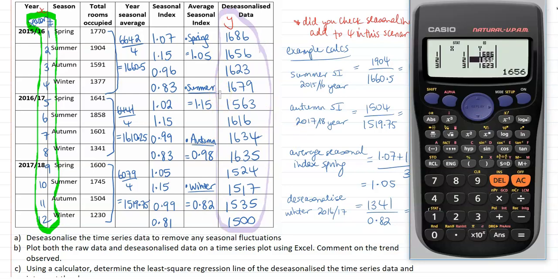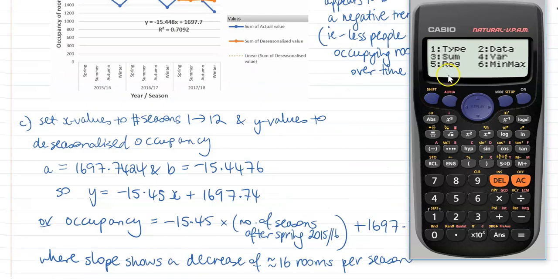Once you've entered in that data, quickly check through that you've entered it in correctly. And we are after the A and B values for our regression line. So our y-intercept value is 1697.74.